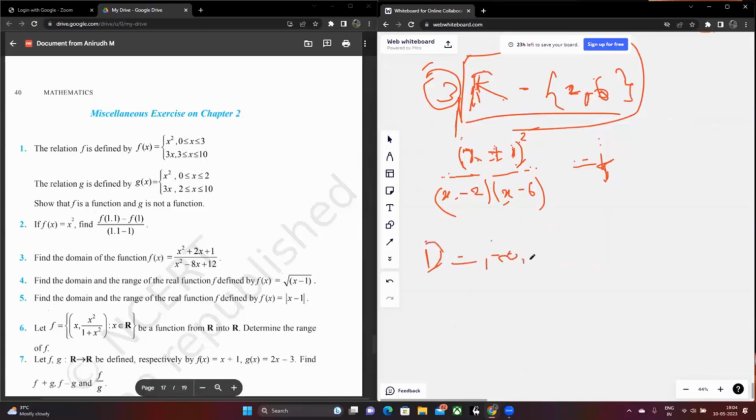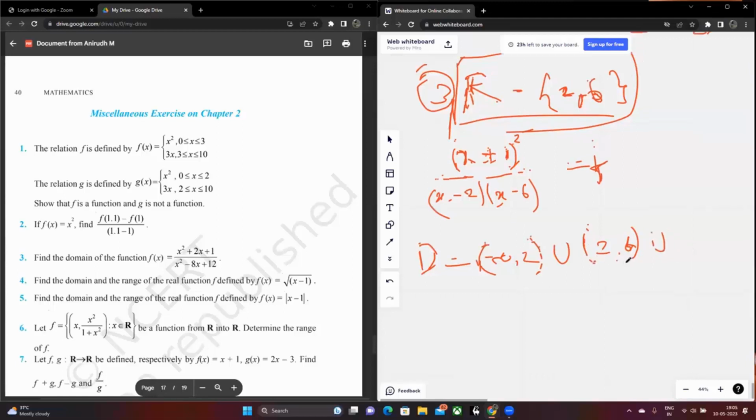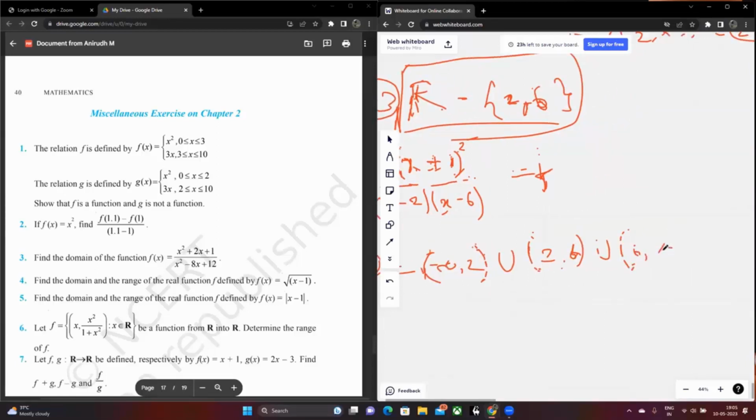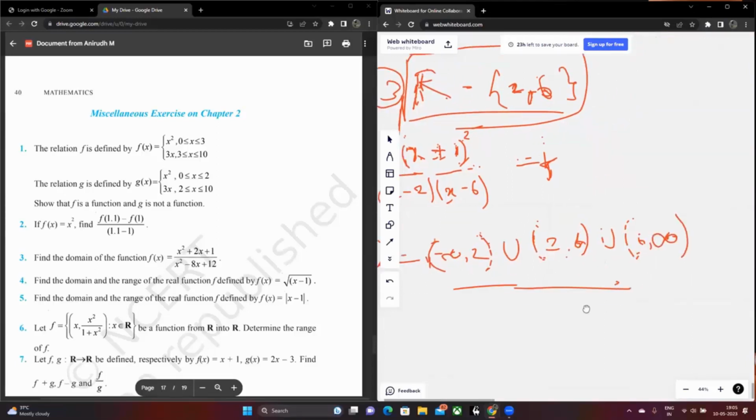minus infinity to 2, not equal to 2, so it's an open bracket. Union, 2 to 6, because everything in between 2 and 6 is also included. Union, 6 to infinity. That is the domain.